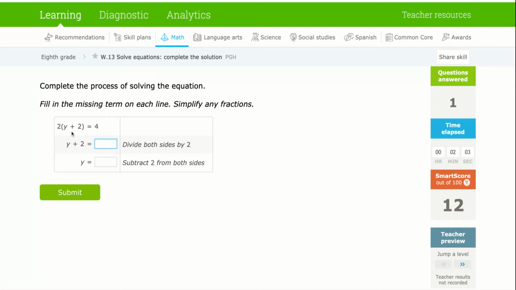So again, here, if you'll notice, they've left the y plus 2. So they divided both sides by 2. On the right, 4 divided by 2 would be 2. Then they subtracted 2 from both sides, and we're left with y equals 0.